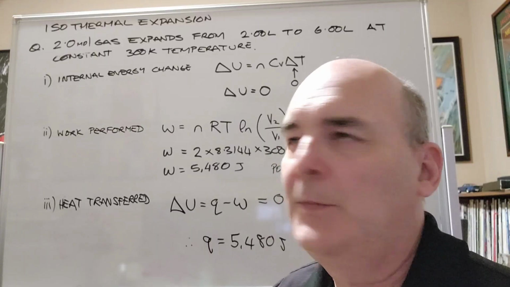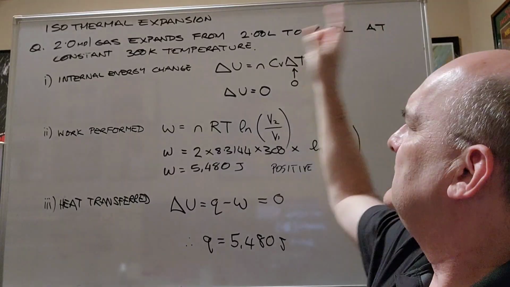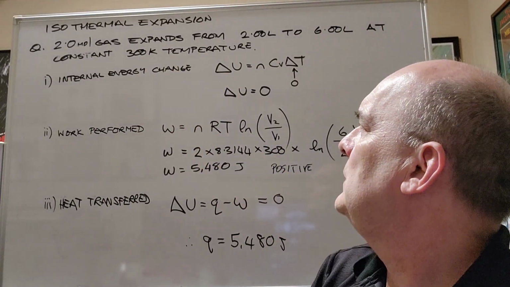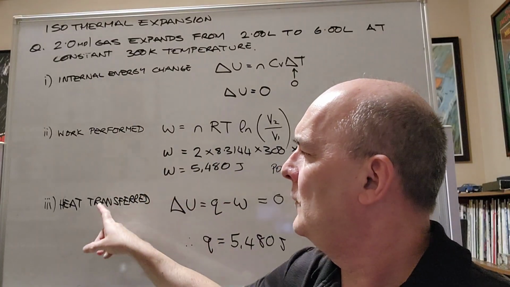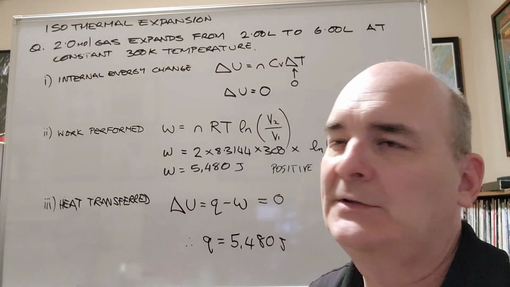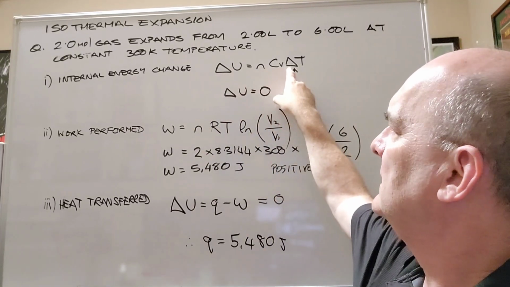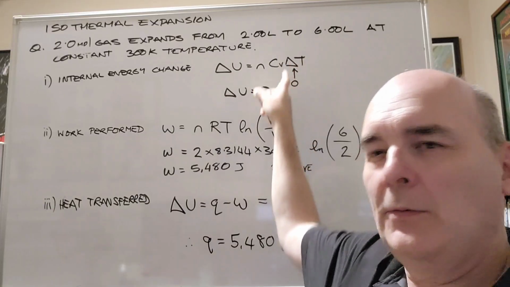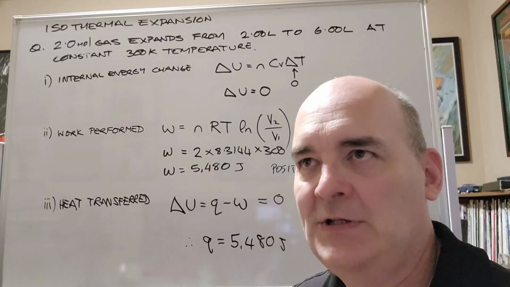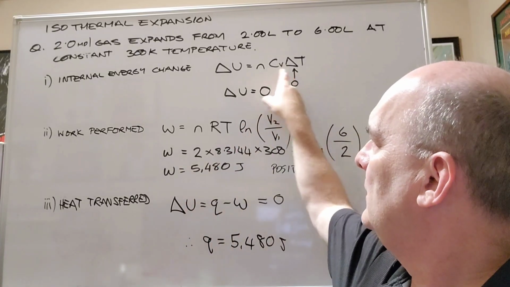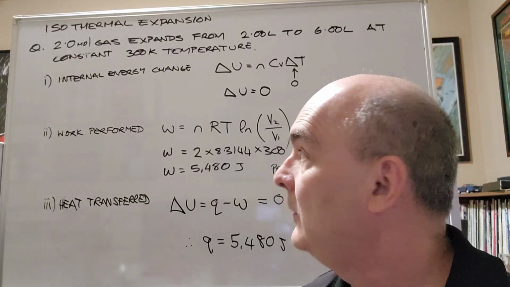Let's look at an isothermal example. 2 moles of gas expands from 2 liters to 6 liters at a constant temperature of 300 Kelvin. Find the internal energy change, find the work performed, and find the heat that is transferred. Okay, so delta U equals N CV delta T. But delta T is 0 because this is isothermal. The temperature remains constant, so the change in temperature is 0. And if this term is 0, then delta U is 0. So the internal energy change is none at all.